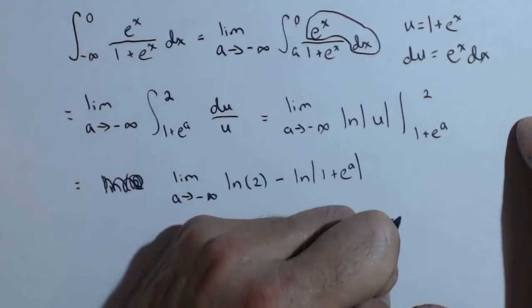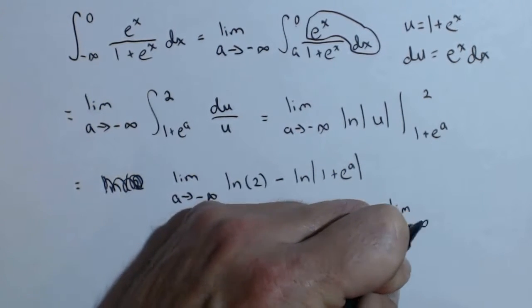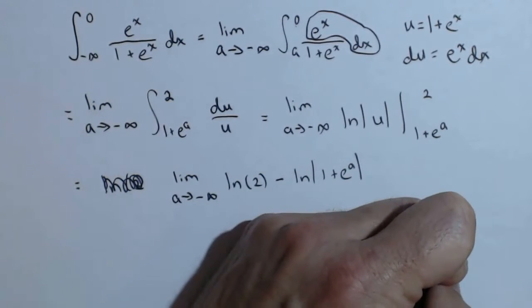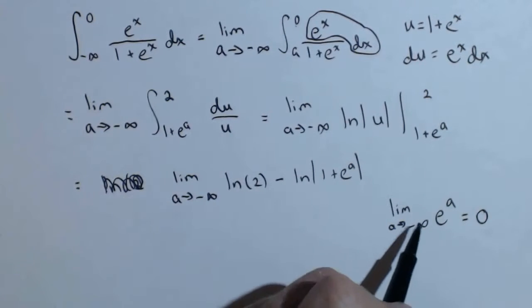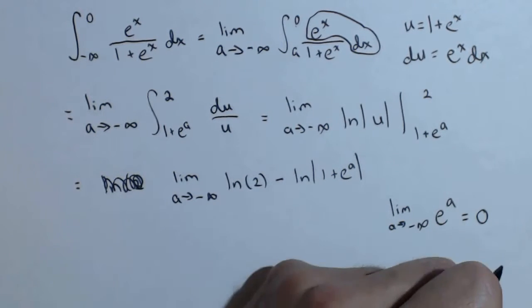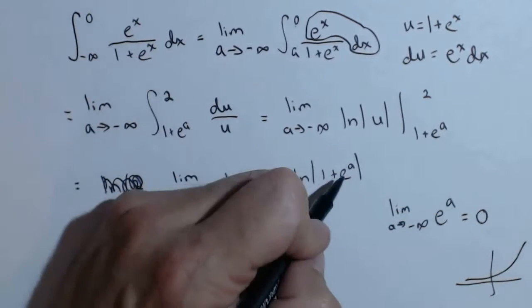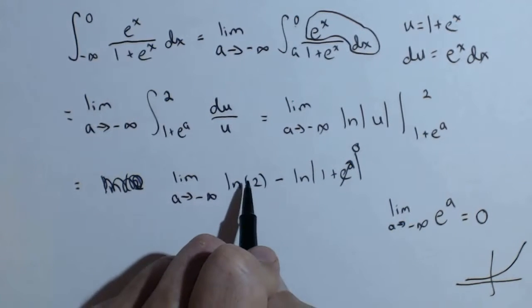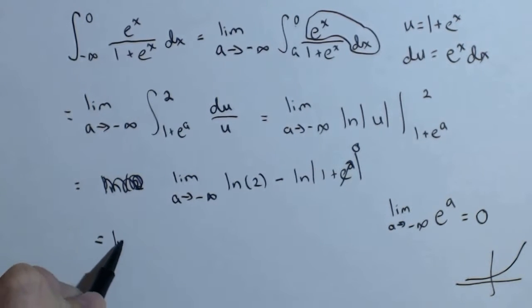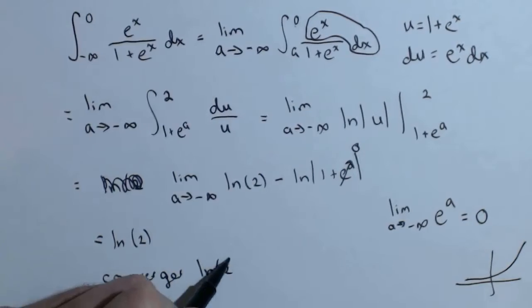Well, as a goes to negative infinity, I'll write this over here as scratch. As a goes to negative infinity, e to the a goes to 0. We're thinking of that exponential function, right? As we go to negative infinity, it goes to 0, which means this part here actually goes to 0. Natural log of 1 equals 0, so this limit is actually equal to ln of 2, so this guy converges to the natural log of 2.